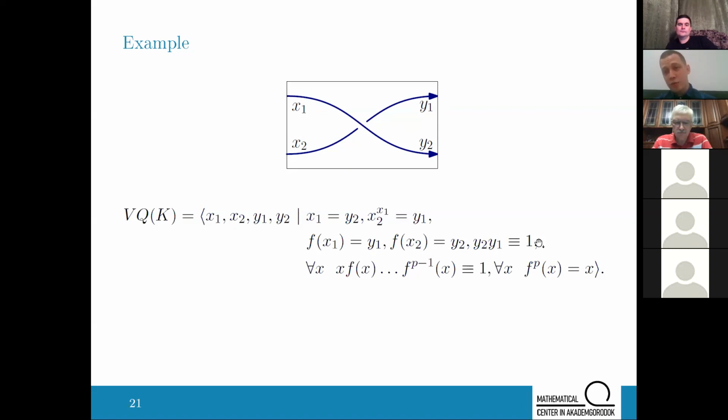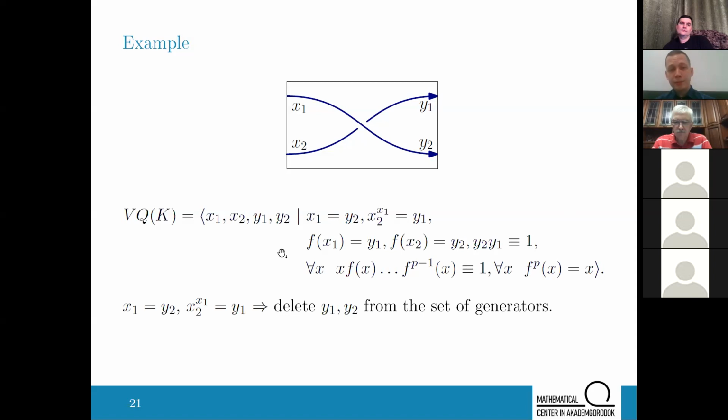And here, in this relation, you remember there were these numbers, epsilon 1, epsilon 2, and so on, epsilon n. Here we have only two points on the right, and in both of these points, arcs look from the left to the right. It means that epsilon 1 is equal to epsilon 2 is equal to 1. That's why we write y2, y1 is equal to 1. And then we have these relations for all x: f to the power p minus 1 of x is congruent to 1, and f has order p.